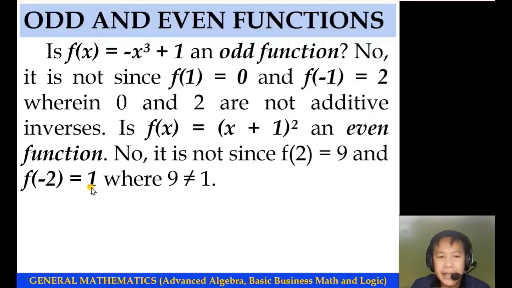How did we get 1? We have negative 2 plus 1 is equal to negative 1. Negative 1 raised to 2 is equal to positive 1. Then, 9 is not equal to 1.